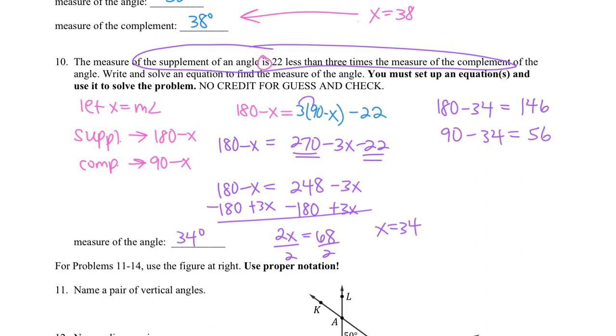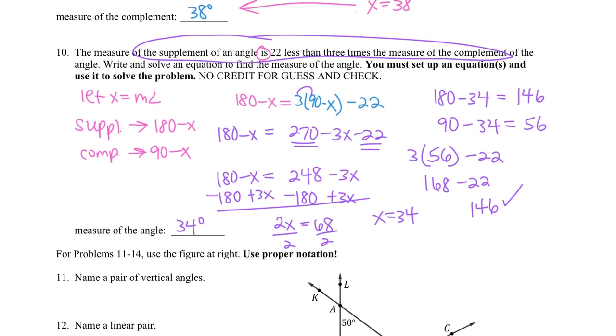All right, so is this number times 3 minus 22? So that's what it says. Complement 56 times 3 minus 22 has to be the supplement, which we said is 146. So let's do it. 3 times 56 minus 22. Well, 3 times 56, that's 150 plus 18, 168, minus 22, and it is 146. Bam. We got it right. So that's a way that you can easily check your answer for that one.